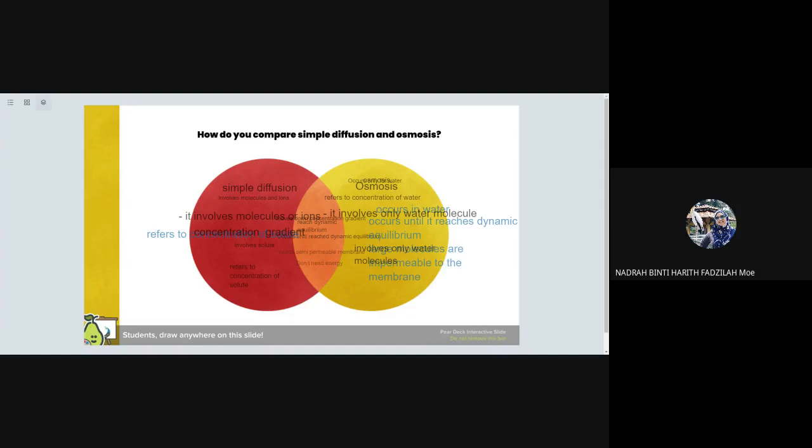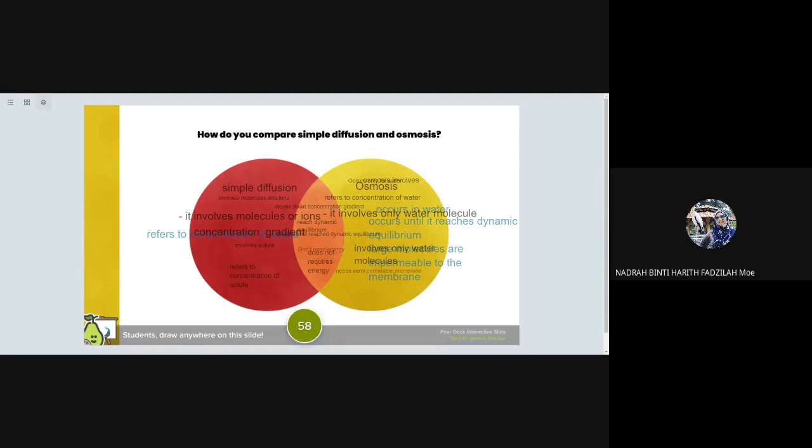Betul. Dari segi route kan. Kalau simple diffusion must have membrane ke? Osmosis must have membrane ke? Good. Okay. So osmosis can only occur when there is a semi-permeable membrane. Simple diffusion can occur with or without the presence of semi-permeable membrane. I give you around 1 minute to update your slide.